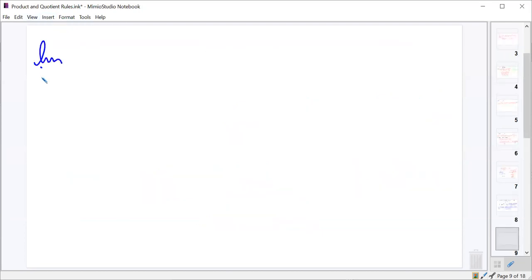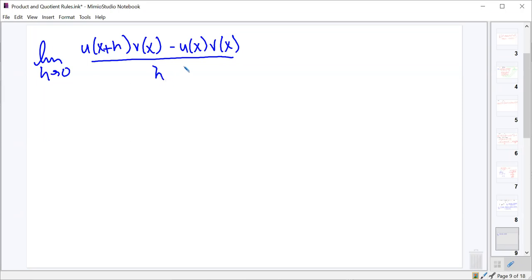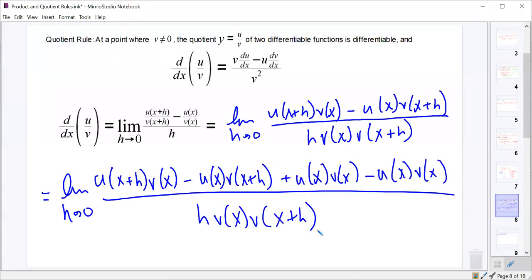So we're going to have the limit as h approaches 0 of u of x plus h, v of x, minus u of x, v of x. And I'm going to just put this only over h for a second here. And then what's going to be left here? We got a u of x, v of x, and a u of x, v of x plus h.